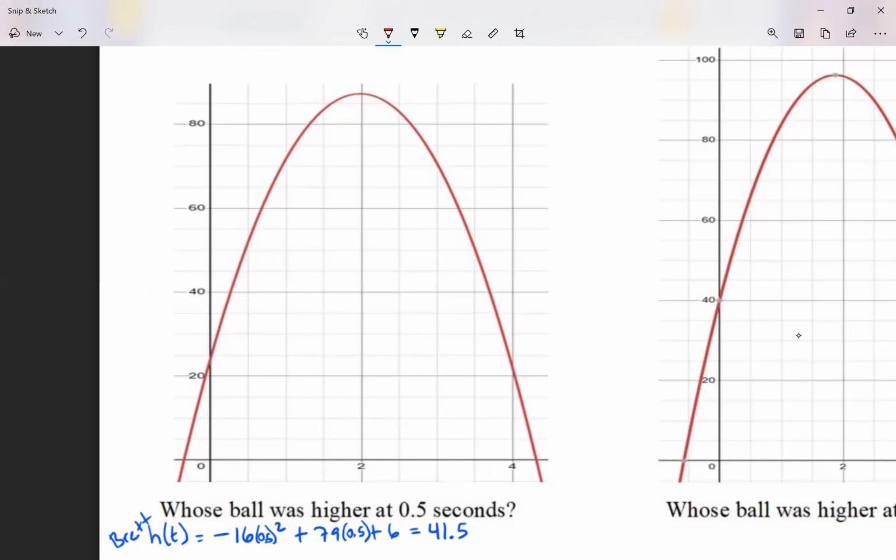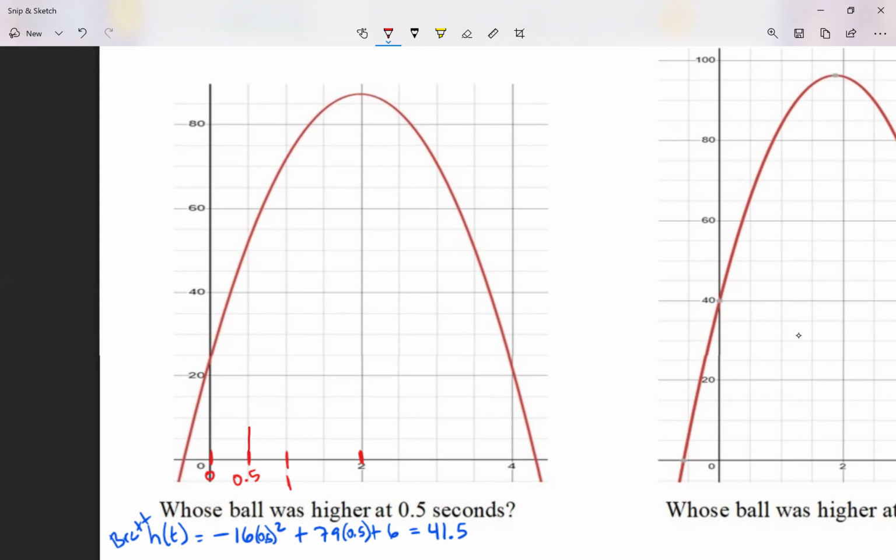The time, the numbers below, that's the time. The numbers on the side, so my y-axis, that's the height. So let me find out where is 0.5. I see 0 and 2. Right in between 0 and 2, I'm going to call that 1. So that's the height of 1 second. I see 0 and 1. So right in the middle, that's going to be 0.5. Okay, so I found 0.5 seconds.